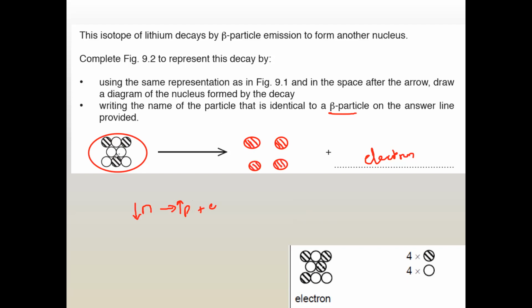And what happened to the neutron number? Originally 1, 2, 3, 4, 5 neutrons are there. But out of 5, one of the neutrons breaks down. So how many are we left with? We are left with 4. So 1, 2, 3, 4. So 4 neutrons will be there, 4 protons will be there, and the particle which is released is the electron.